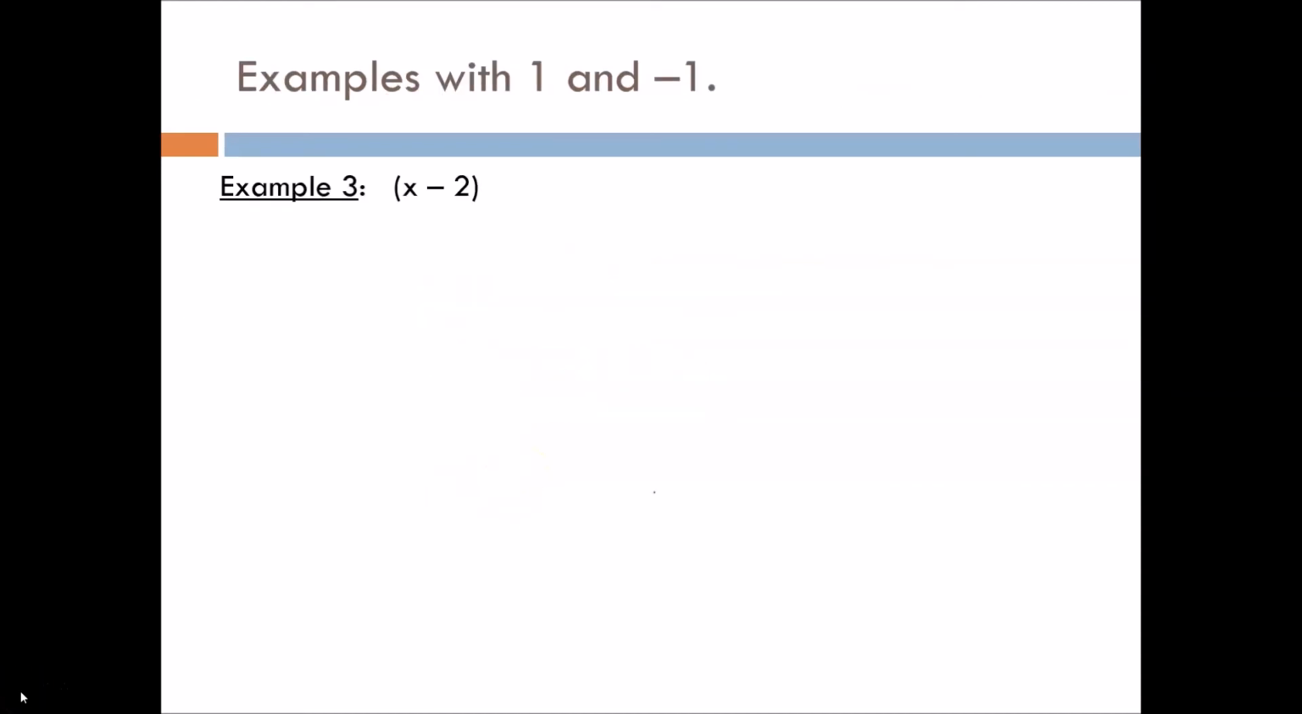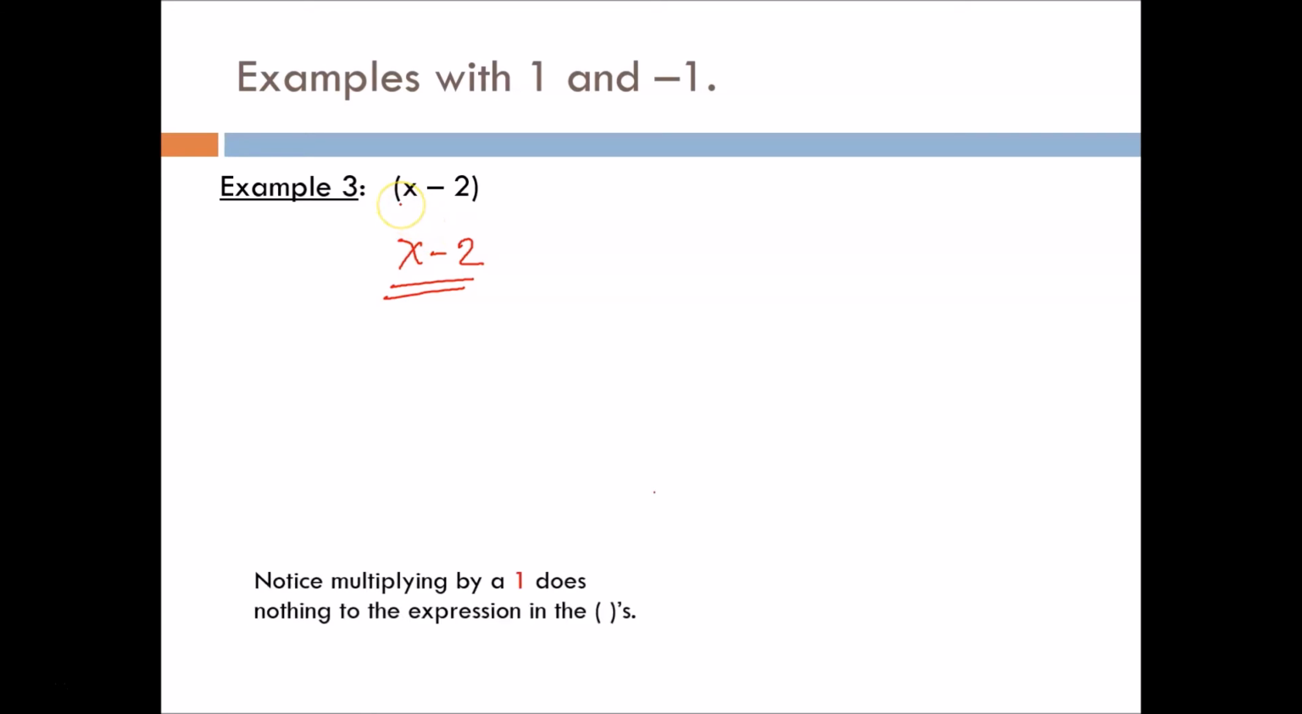Now, if it happens that you're asked to simplify terms inside parentheses without any number outside, then it's understood that everything is multiplied by 1. So therefore, we can go ahead and simplify. 1 times x is just x, and 1 times negative 2 is minus 2. So with or without parentheses, these two values are equivalent.